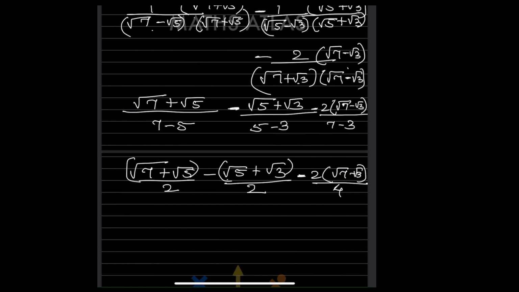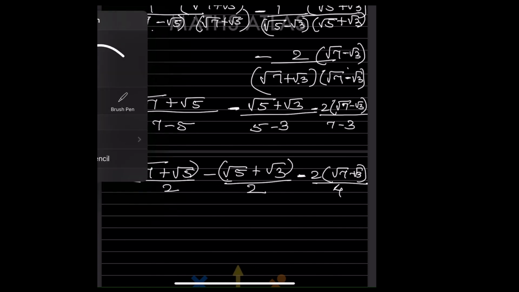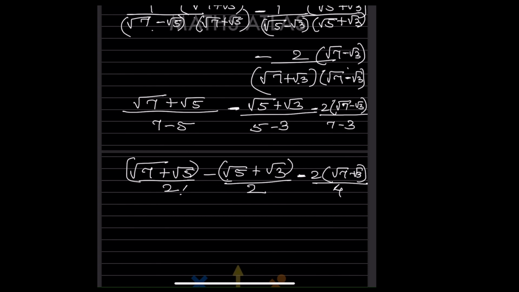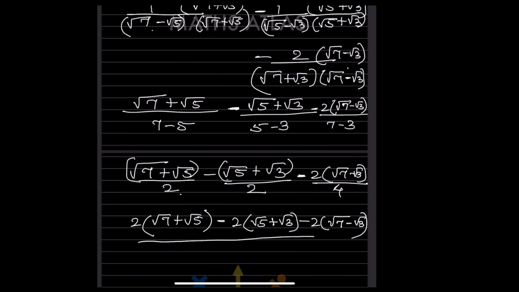So what is the LCM here? The LCM is 4. So we are going to multiply this by 2. This also we are going to multiply by 2. So we'll write that in the next step. So that is going to be 2 into root 7 plus root 5 minus 2 into root 5 plus root 3 minus, and here we don't have to do any changes because we already have 4 there, root 7 minus root 3. So that is going to be divided by 4.